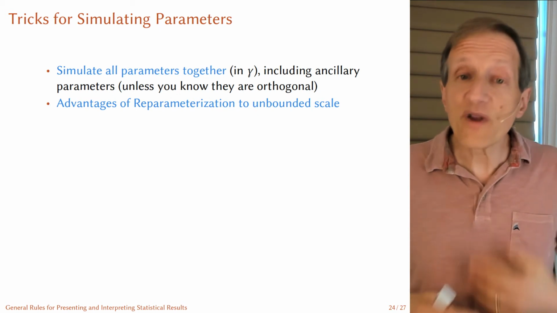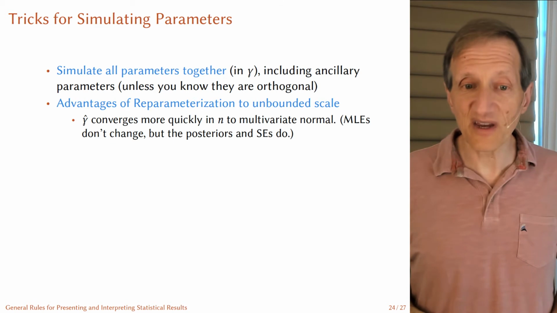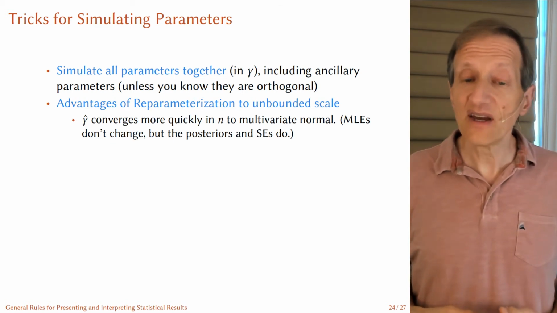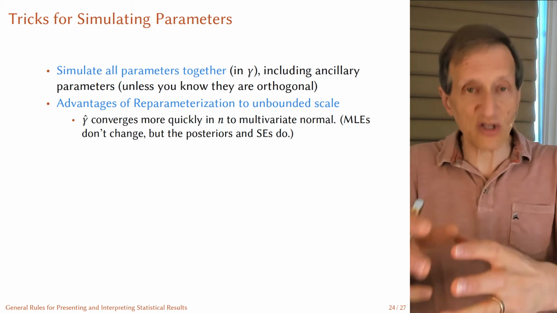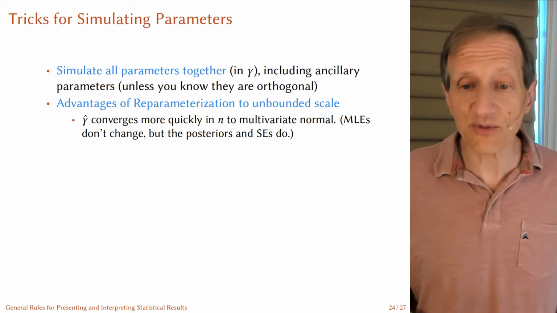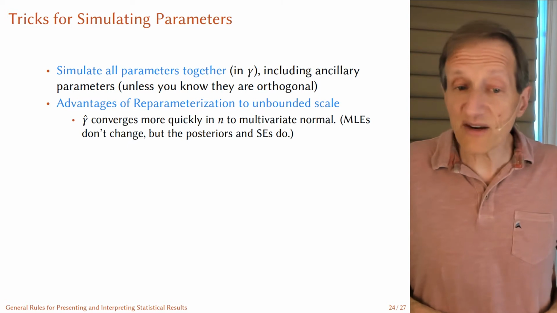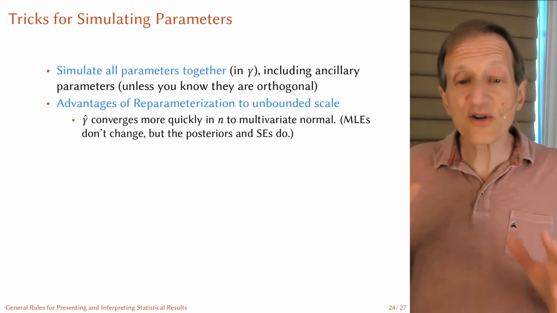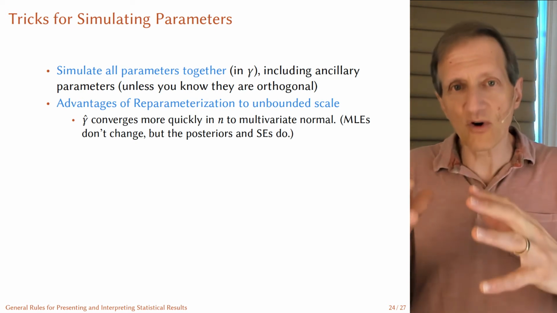We're going to reparameterize to an unbounded scale, as we've done before. The advantages are that gamma hat converges more quickly in n, as n increases, to a multivariate normal. So that assumption that we're making, that the central limit theorem applies, is actually a better assumption. The maximum likelihood estimates don't change, even though you reparameterize. But the posteriors and the standard errors do, but that's actually good because they become more and more normal.